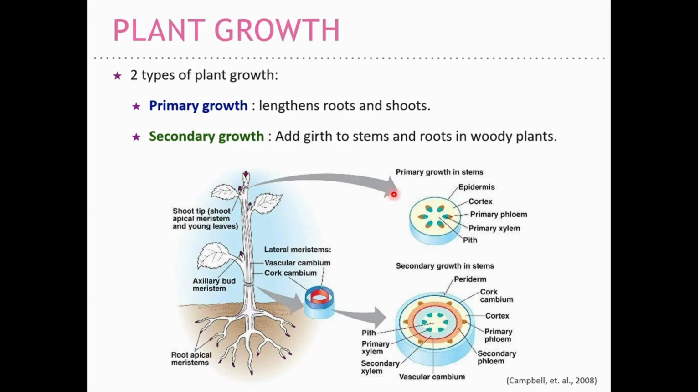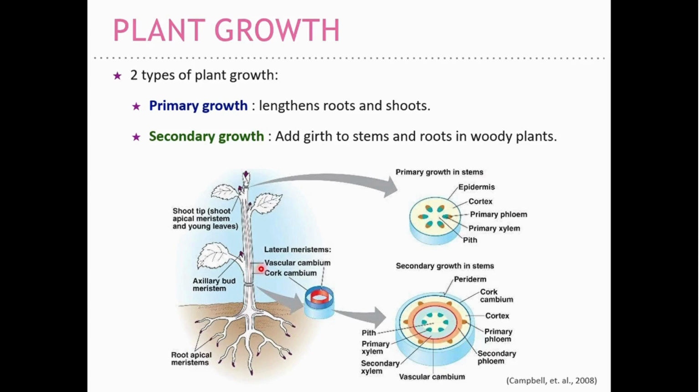So this shows the primary growth in the stem, which involves the structures of epidermis, cortex, primary phloem, primary xylem, and in the center, the pith. So this shows the axillary bud meristem here.